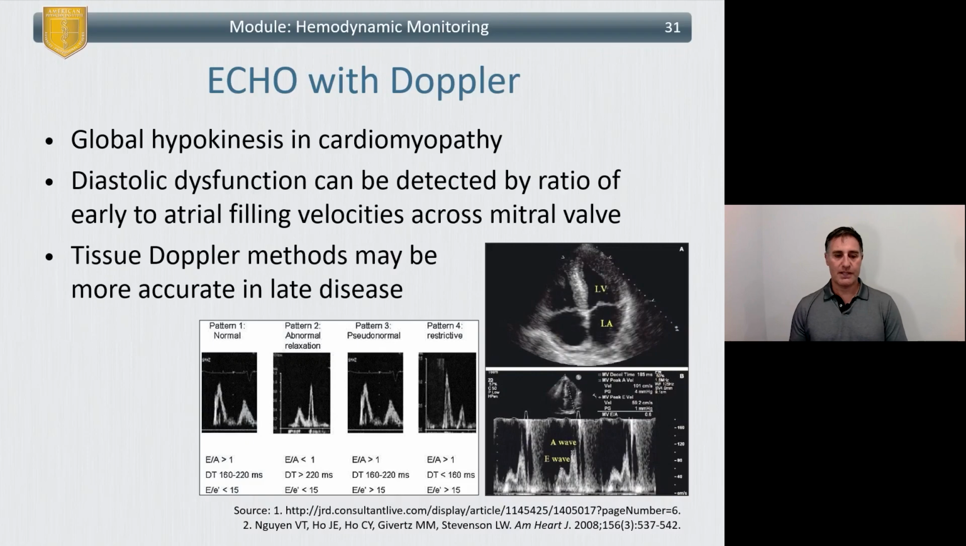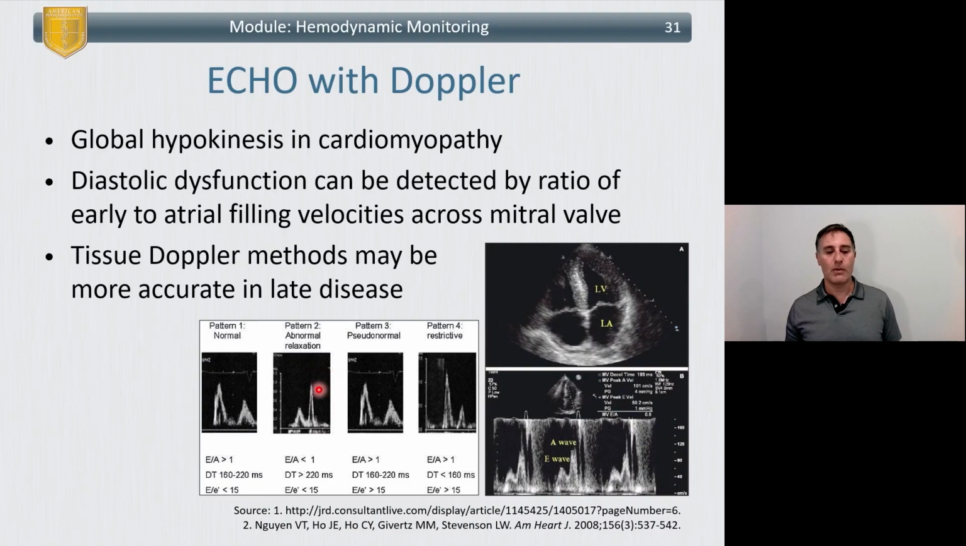Doppler is something that we use all the time to look at things like valvular regurgitation, but it can also be used to look at things like the velocity of blood flowing through the valves, which will tell you things like whether you have diastolic dysfunction. So in diastolic dysfunction, the early blood flow, which should be higher than the atrial blood flow, starts to reverse, and the atrial kick contributes more of the blood flow within the diastolic cycle, and that's because you have a stiff ventricle, and so you need that push of the atrium to get more blood in.